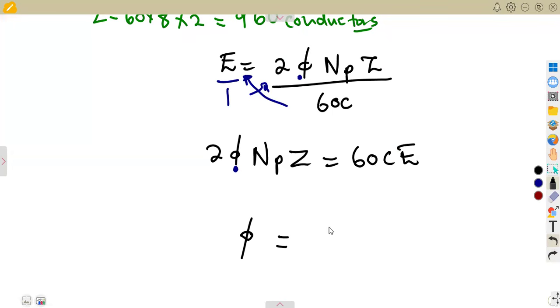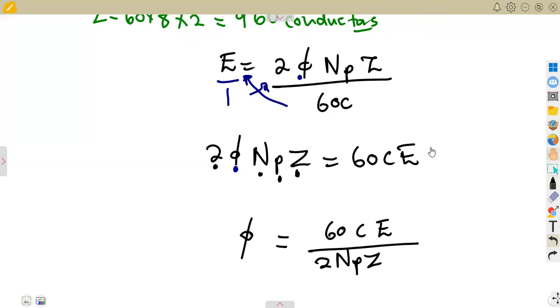This is going to be 60 CE, like this. All right, so you're going to divide by 2, speed, the pair poles, and our conductors. That is the idea there. Depending on the condition, but if you check, mostly when working with the flux, you're going to see that your answers are in milliwebers.